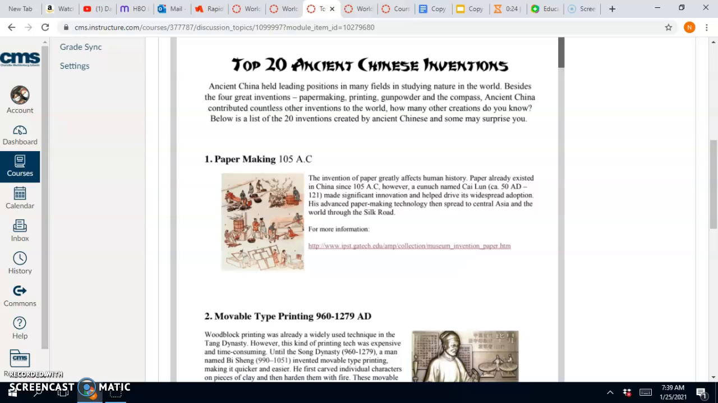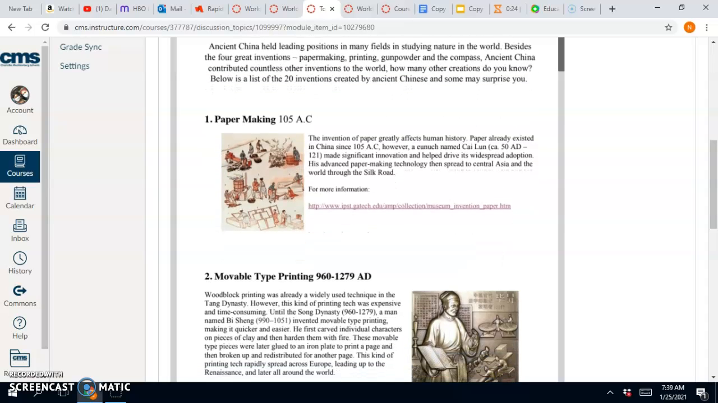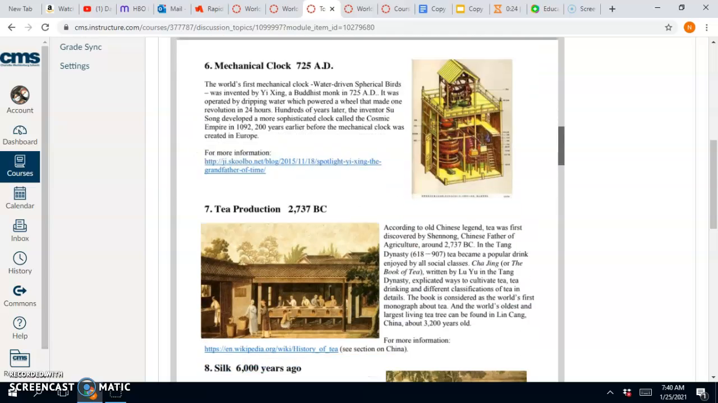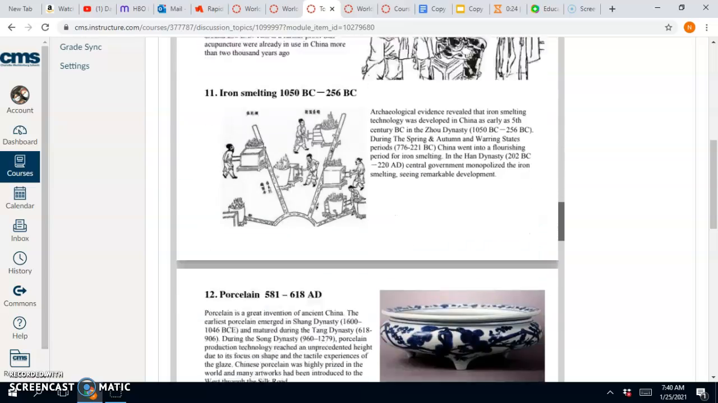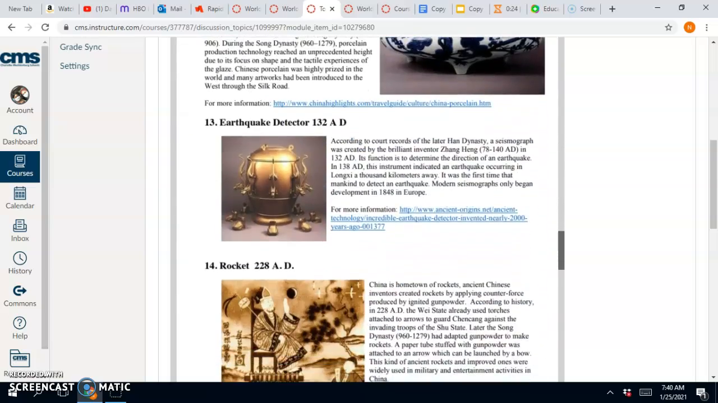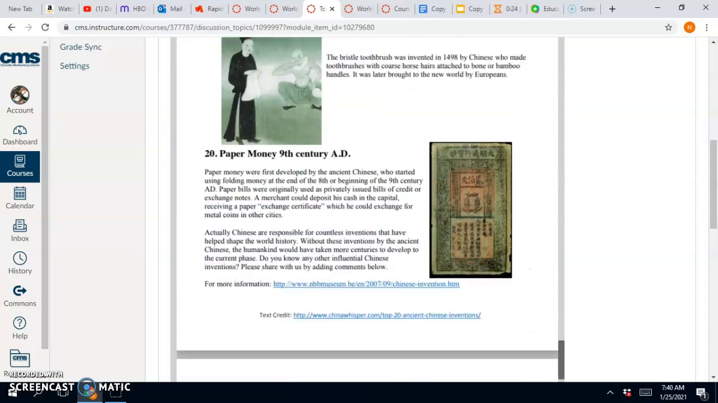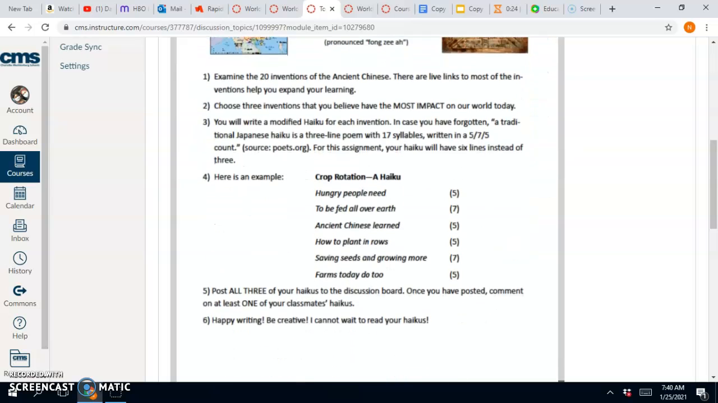So make sure you are writing something about paper making. Make sure the first stanza has 3 lines about paper making. It's just you have to do a 2 stanza haiku. I'm sure you're going to get confused about it, but I will show you in class, okay? I will go over in class how to do it. But there's a lot of cool inventions that were made by the ancient Chinese. If you remember reading it in the Egyptians part, you'll see a lot of inventions as well.